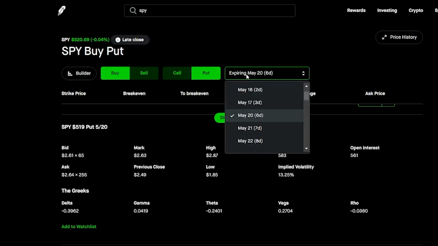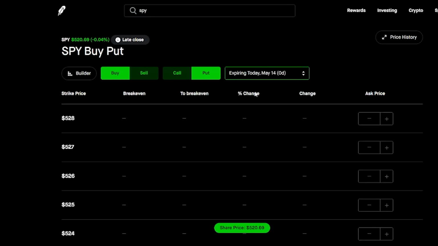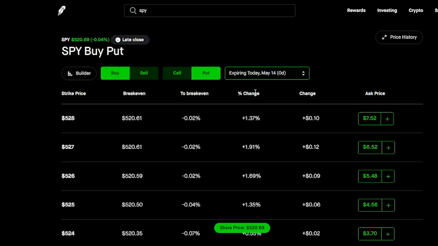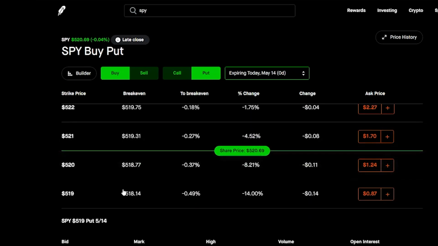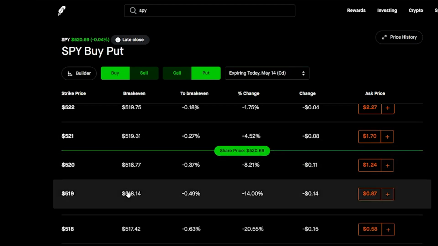So let's go back now, and we're going to go back up, and we're going to select today's date, May 14th, right? So now this is going to be a day trade because this option expires the same day. So we scroll down and we look for the same 519 strike. So we click here.